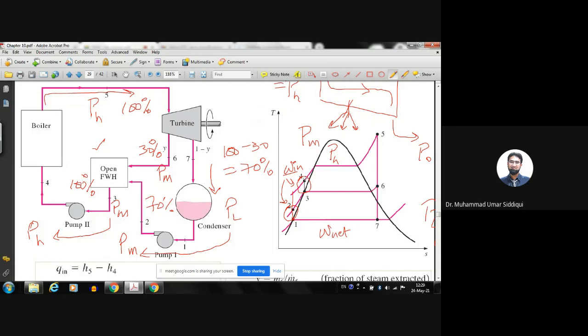One way was to take all the fluid, 100% of it, and raise the pressure from low to high. Now I'm reducing the amount of fluid for which I have to raise the pressure from low to high. For part of the fluid I only raise the pressure from medium to high, and for the rest from low to high. So I am reducing the work input for the bleed, which was needed by the pump. The work input needed by the pump itself was very little.